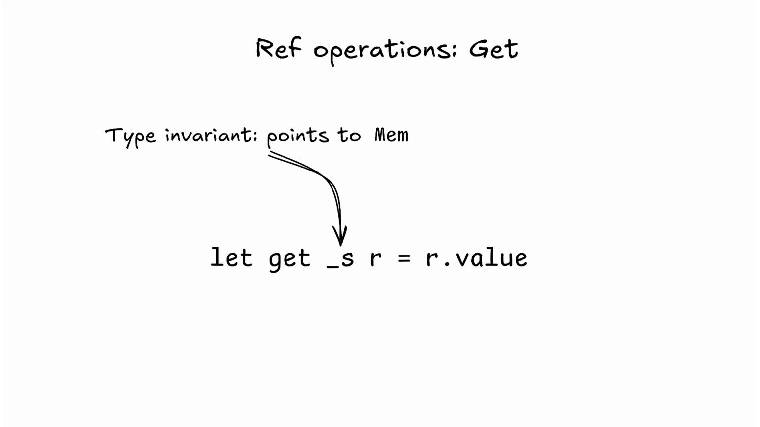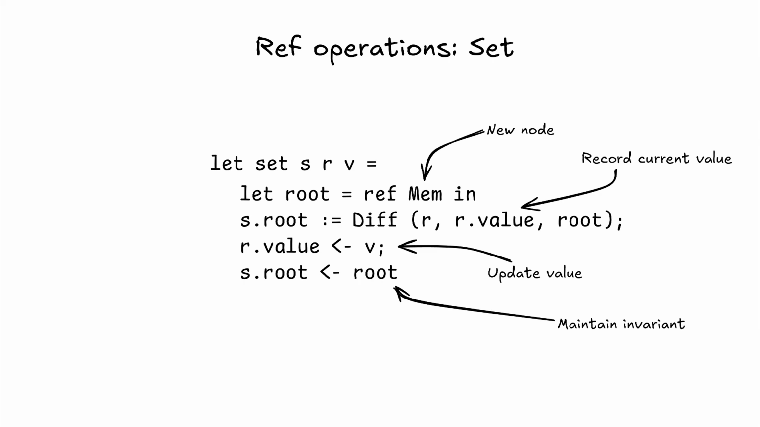So get is just a reference read, right? There's nothing to do because we are taking care by invariant. We point the store is necessarily the memory. We can just read the value from memory. Set is a little bit more involved. For set, we have to create a new node and record the current value of the node before updating the value of the reference, and we also have to maintain the invariant that the store has to point to the new node, because we have modified the memory, and so we have to update the store to keep track of that information.